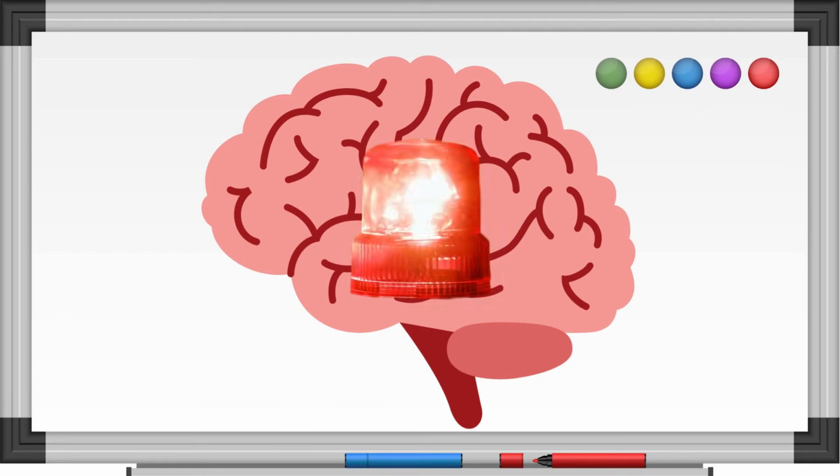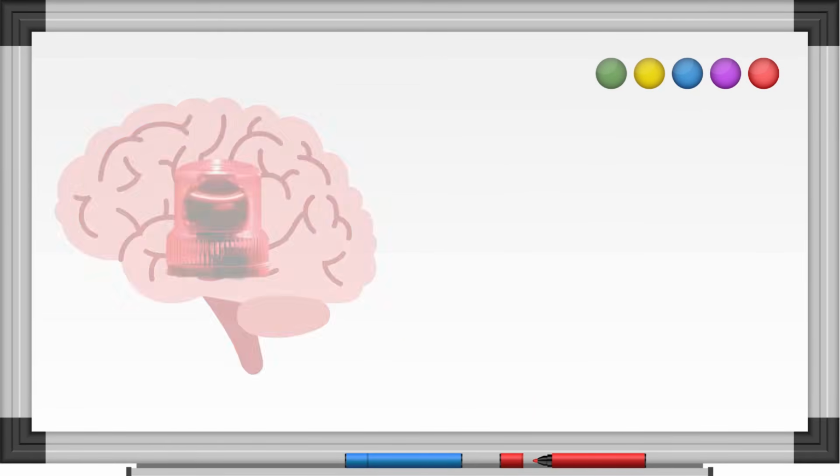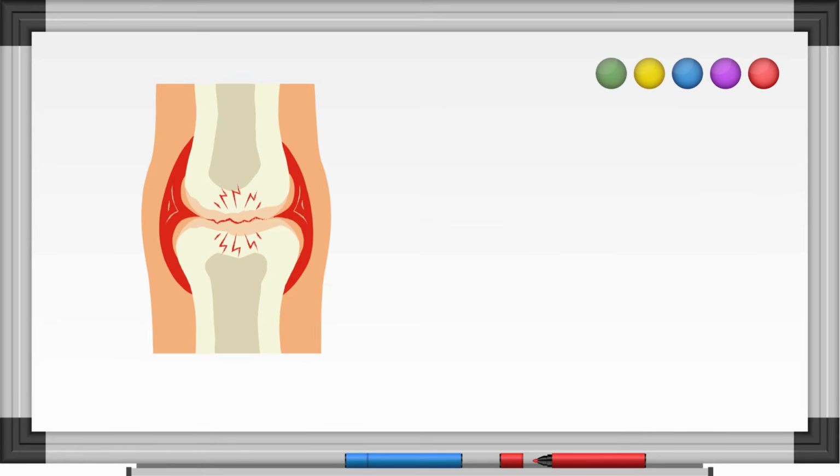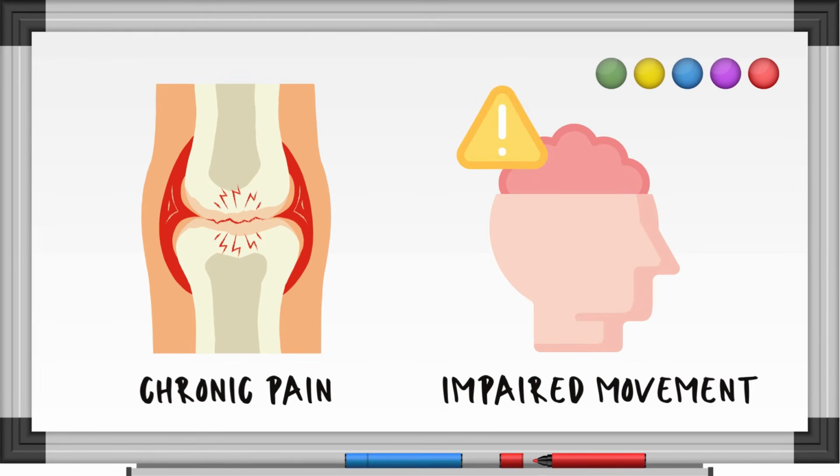Without proper intervention, though, neuroplasticity can sometimes take an inefficient path, leading to maladaptive plasticity, where the brain strengthens harmful connections, such as in chronic pain, where pain signals persist even after an injury has healed, or in impaired movement, where incorrect neural pathways develop, making recovery more difficult.